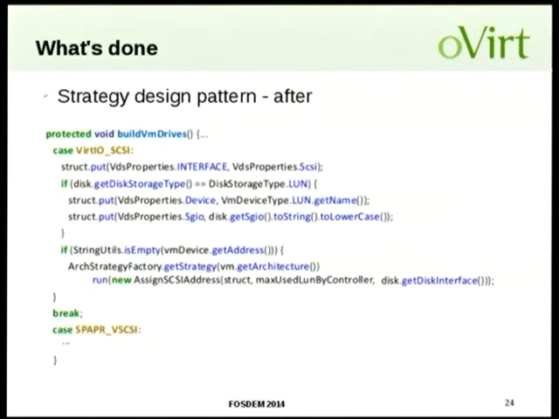Is it clear? I hope it's not too small. You can see right under the case there is an if: if there is no address, let's create it. Basically you can see here we are getting the strategy by the VM architecture. This way the code is not aware of what architecture it's running on right now, because we are getting the right strategy and then running the code, basically running the assign SCSI address code. So the code is not aware of the specific architecture because of the strategy.